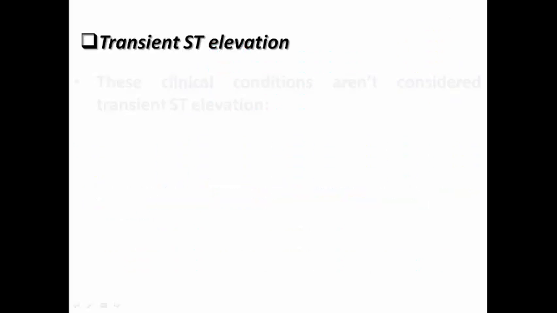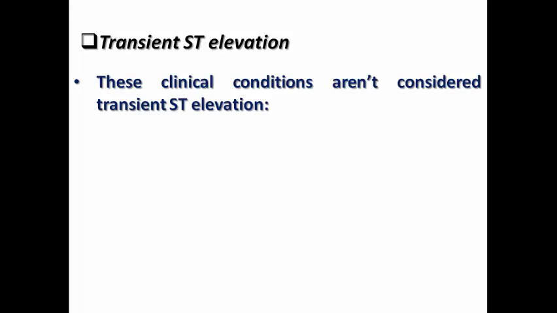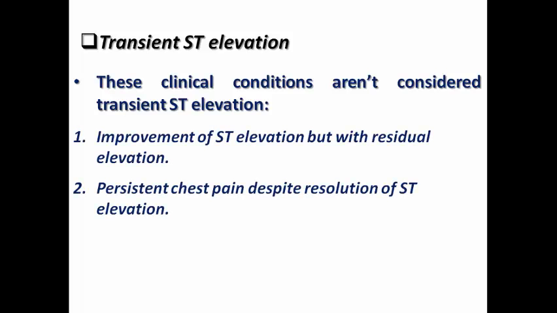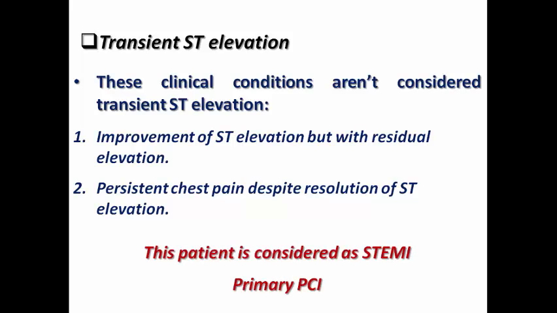Of course, some clinical conditions are not considered transient ST elevation, so you need to remember them in order not to treat them as transient ST elevation and omit the primary PCI service. For example, the patient has improved ST elevation with reduction of the ST elevation but with still residual elevation. The ST elevation didn't resolve completely. Or some patient may have persistent chest pain despite resolution of ST segment elevation. So yes, the ST elevation returned to normal, but the patient is still in chest pain. In this case, the patient should be considered as a STEMI and go for primary PCI.